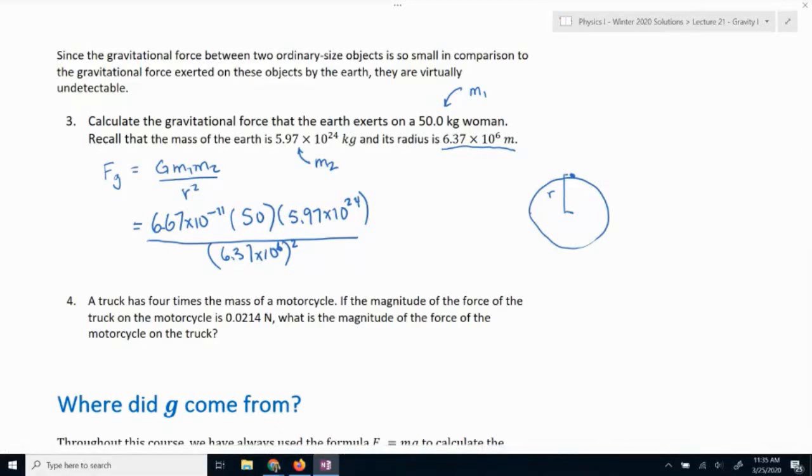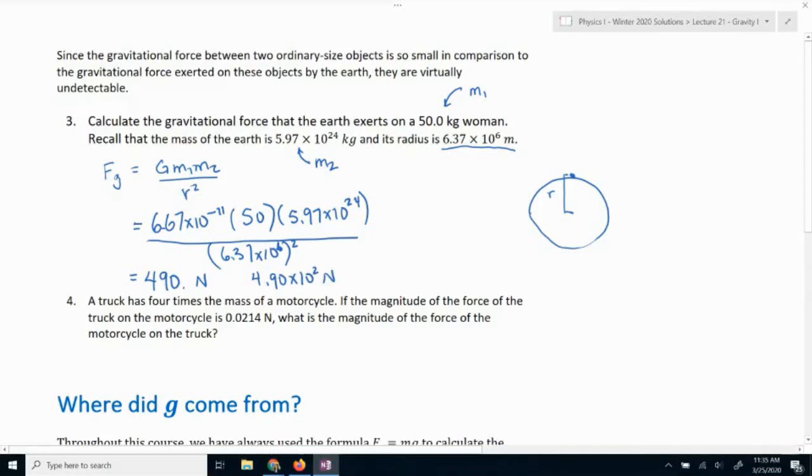Okay, I'm just typing everything into my calculator. And I'm getting 490.67. I'm just going to round it, so it would be 490. If I want this to be significant, I can put the decimal here. And then my units is newtons, or I can write 4.90 times 10 to the 2 newtons.